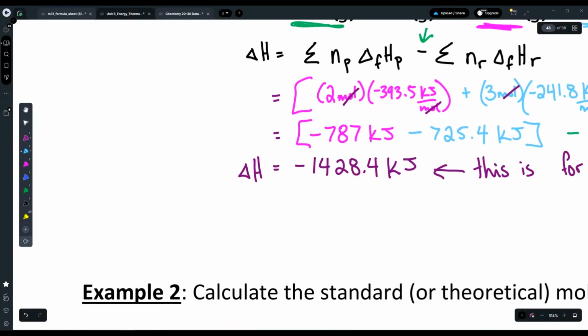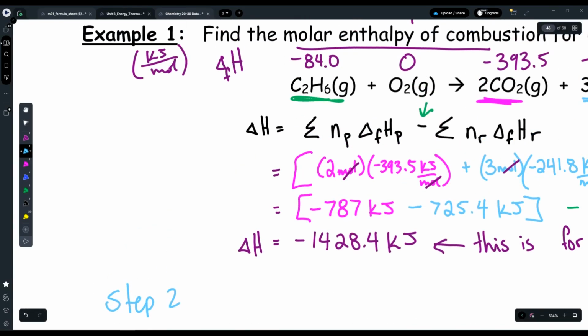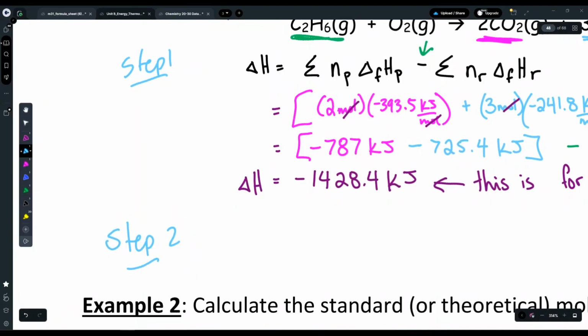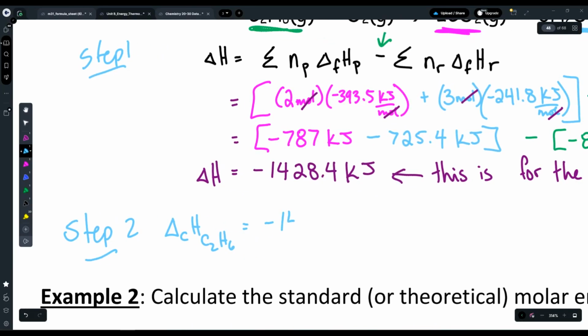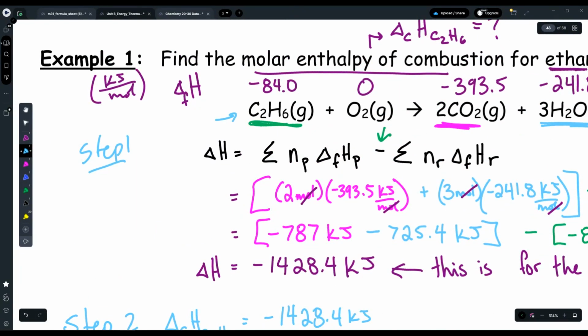Step 2, so maybe I'll write step 1 up here. Step 2, molar enthalpy of combustion for ethane. I'm going to take that negative 1428.4 kilojoules and divide it by, we only had 1 mole of ethane.